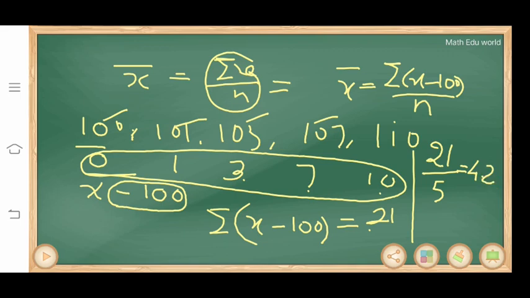So sigma x minus 100 by n is 4.2, but this is not the correct answer, because this answer is formed by coding the data. Now we need to decode it. So to decode it, we subtracted 100 from the original data, so to decode it, add 100. So we get 4.2 plus 100. That means 104.2 will be the arithmetic mean.